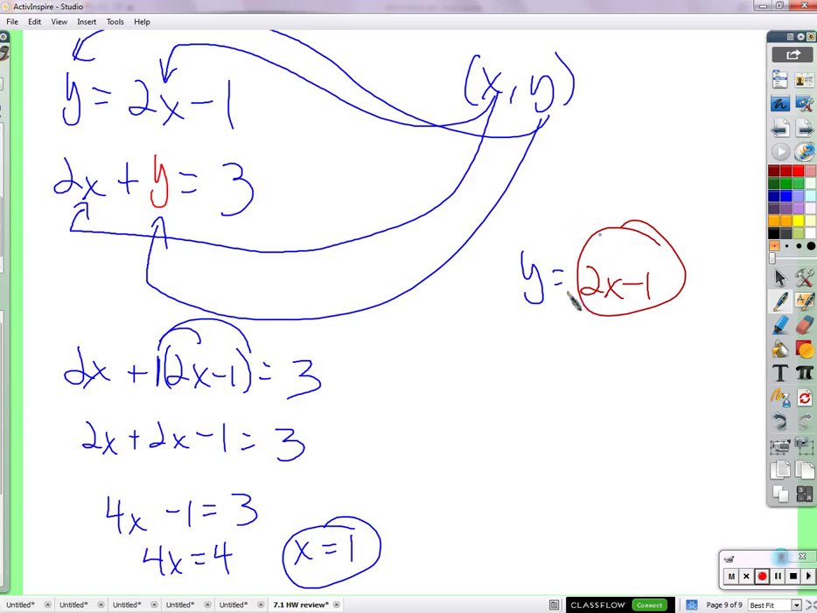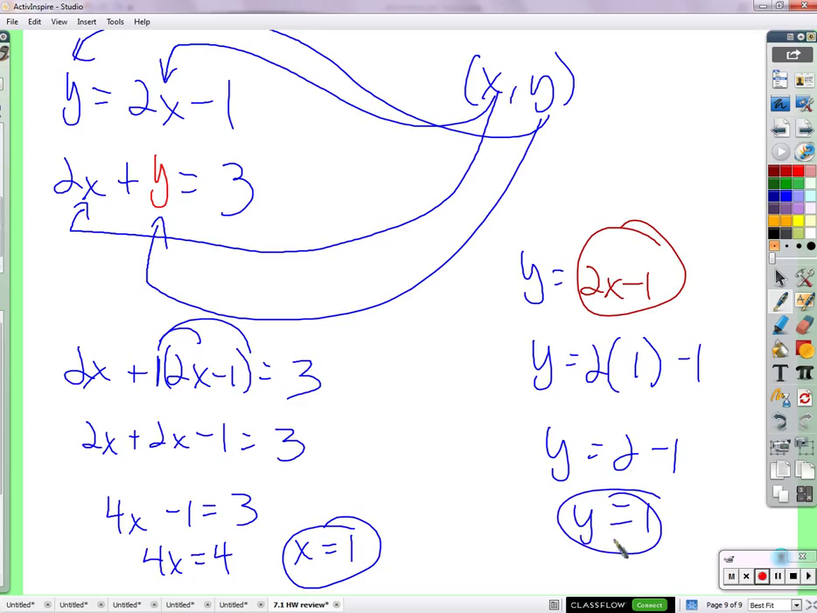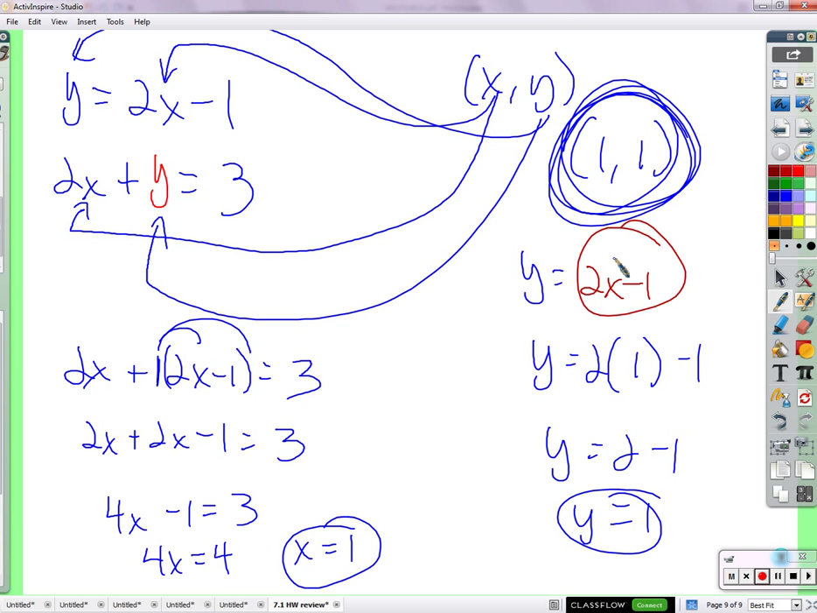Yes. Oh, look at that, y equals 2x minus 1. Now I know what x is. y equals 2 times 1, y equals 2 minus 1, and y also happens to equal 1. So what's the solution to the system? 1 and 1. Parentheses 1, comma 1. Okay, yeah, that's the solution, right? It's the combination of an x and a y that works in both of these equations. That's what we call substitution. Why do you think it's called substitution?